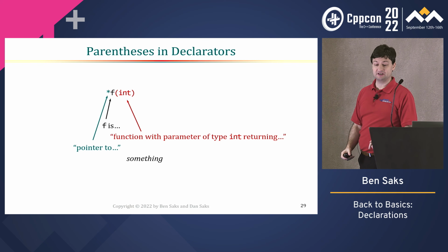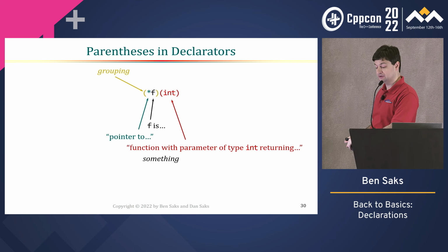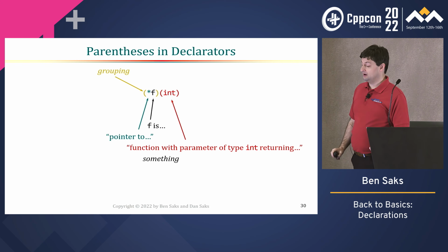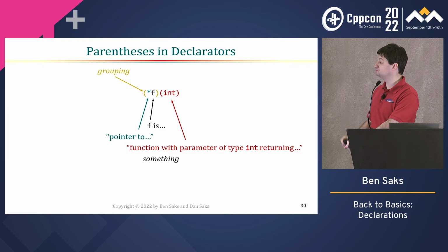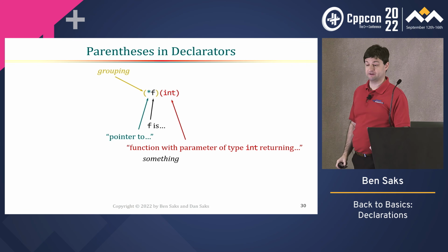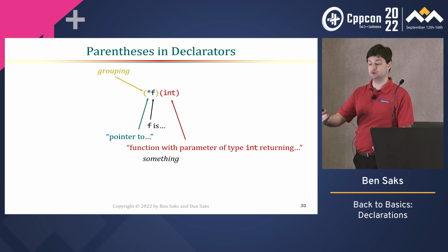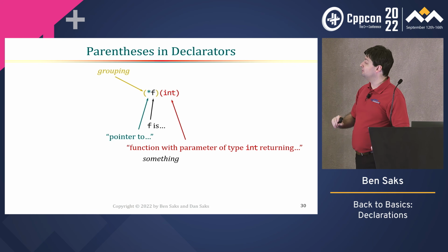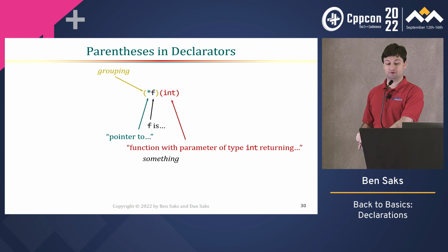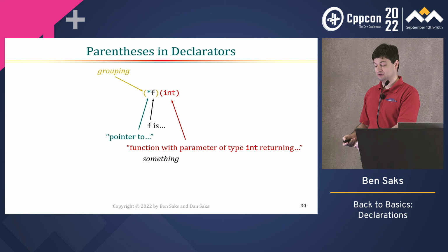Again, the parentheses here have a higher precedence than the star, so they take effect first. Whereas here, I've introduced some grouping parens around the star f. So now the star will take effect first. And f here is a pointer to a function that takes an int and returns something. This is why when you write a pointer to a function, you have to write those parens there. Otherwise, it means something different.